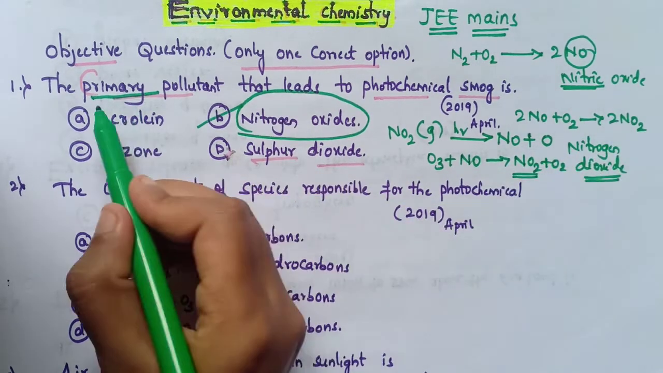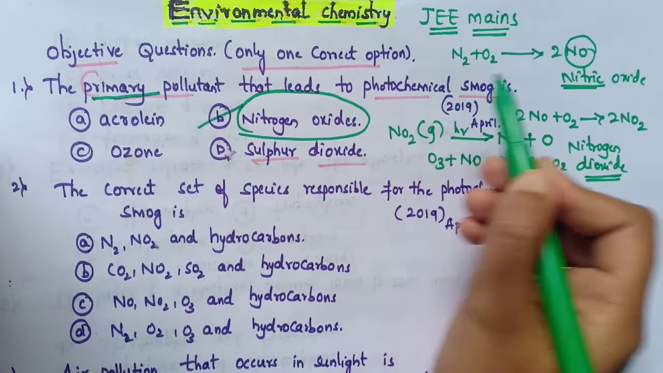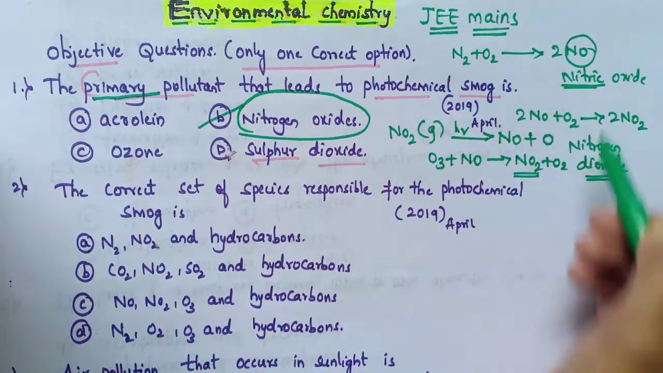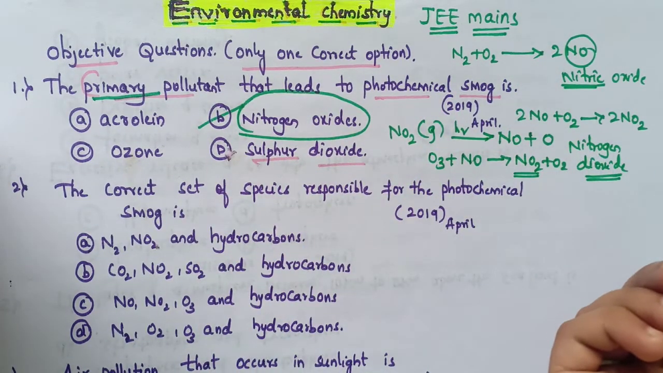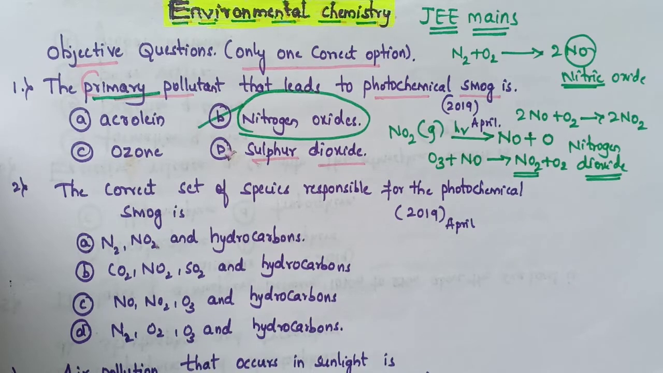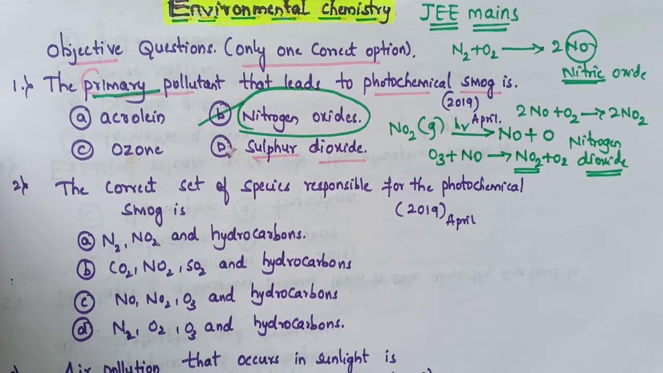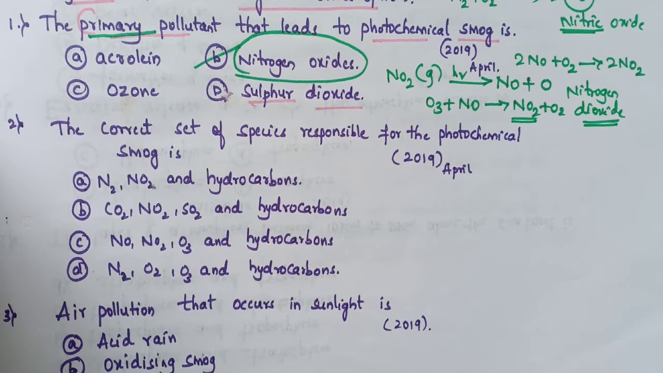So the primary pollutant that leads to photochemical smog is nothing but nitrogen oxides. These nitrogen oxides are the primary pollutants which lead to photochemical smog. This is about the first question. Now let's move to the second question.